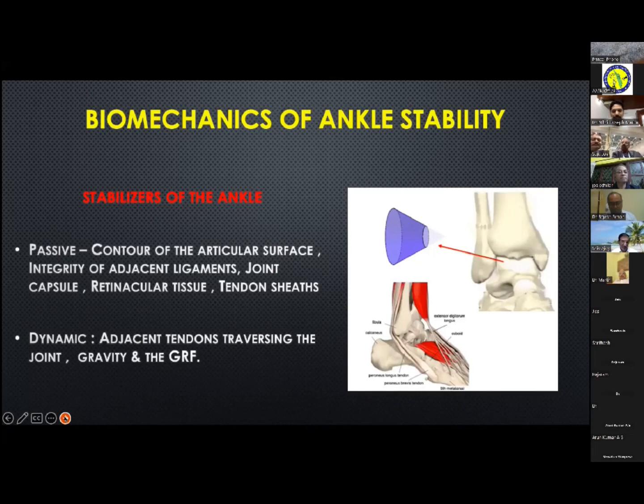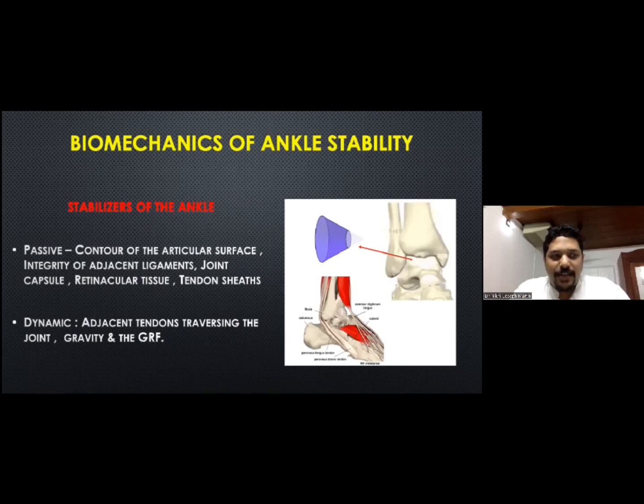We have two stabilizers of the ankle, passive and dynamic. The passive stabilizers are formed by the contour of the articular surface of the talus and tibia, with the help of the integrity of the adjacent ligaments, joint capsule, retinacular tissue, and the tendon sheath. Whereas the dynamic stabilizers are the long extensors, flexors, and the peroneal tendons, which traverse the joint, and also the gravitational force and the ground reaction force while standing.